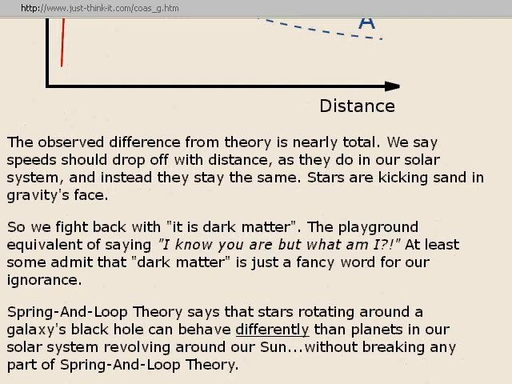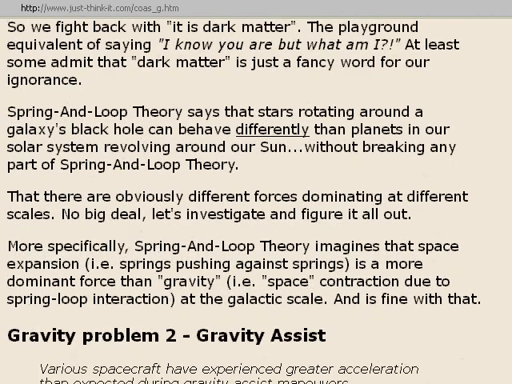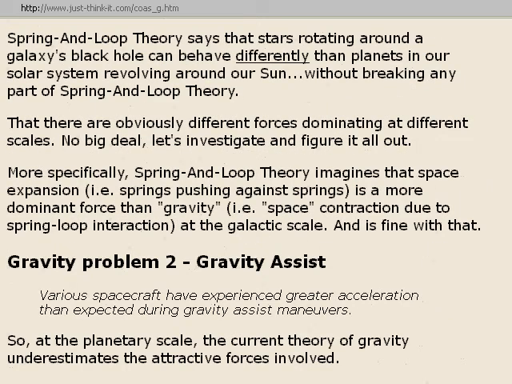Spring and loop theory says that stars rotating around a galaxy's black hole can behave differently than planets in our solar system revolving around our sun, without breaking any part of spring and loop theory. That there are obviously different forces dominating at different scales. No big deal, let's investigate it and figure it all out. More specifically, spring and loop theory imagines that space expansion, i.e. springs pushing against springs, is a more dominant force than gravity, i.e. space contraction due to spring-loop interaction, at the galactic scale. And spring and loop theory is fine with that.